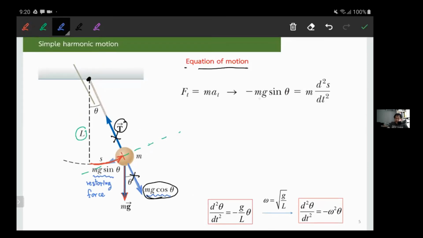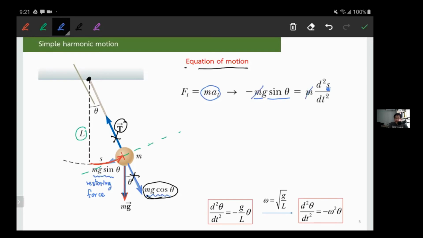So if this is good, Newton's law says mg sine theta is negative, right? Because it's pointing backward. It's just sigma F equal to ma. But now your acceleration is the distance along the curve that we call s. So it's going to be the second derivative of s with respect to time. Isn't that nice? Everyone with me now? So this is the equation of motion of a simple pendulum. Nice. So what else can we do? Can we solve this? Well, almost there.